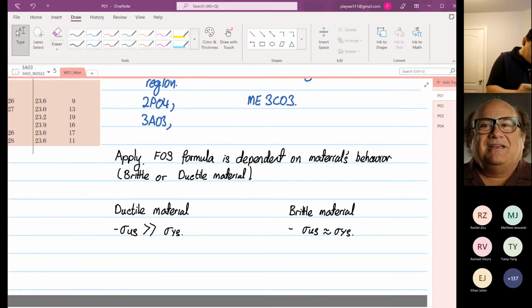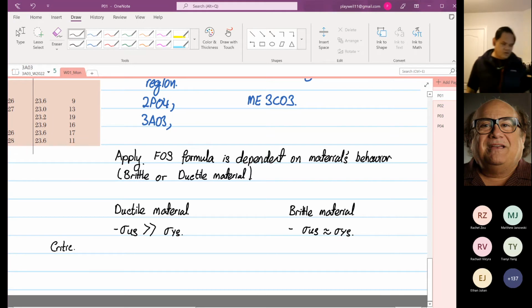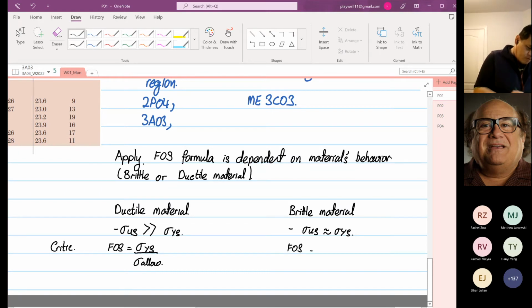Now we apply this and we become critical. When we apply a ductile material, the factor of safety will be equal to the yield strength divided by the allowable stress. Whereas for brittle material, the factor of safety will be equal to the ultimate strength divided by the allowable stress.